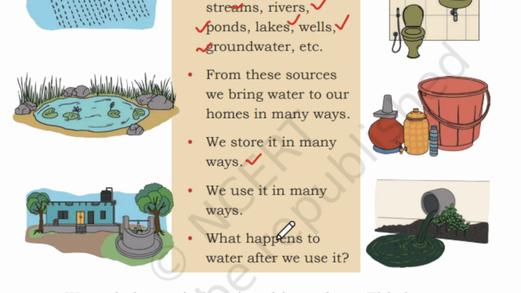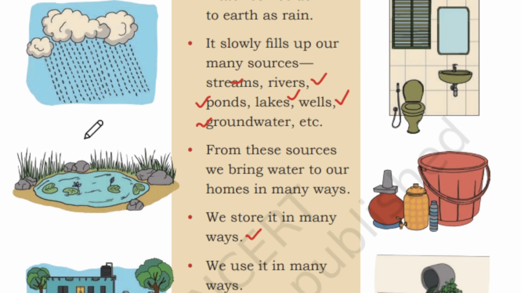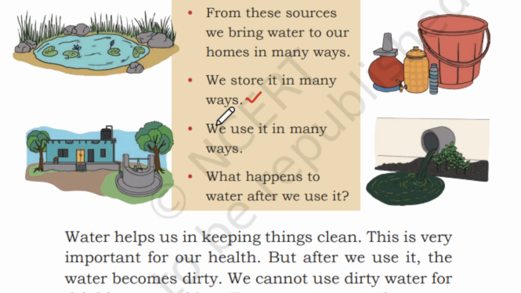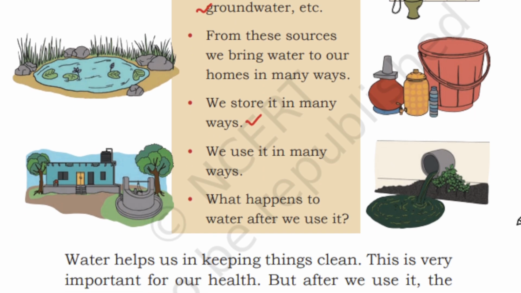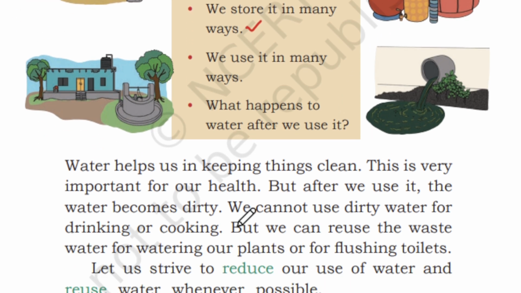What happened to water after we use it? So we are getting water through rain, and after that it fills streams, rivers, ponds, lakes, and wells. From there we are bringing the water to home, and we are using and storing that water. So after storing the water, what is happening to that water? Water helps us in cleaning things. For example, washing vessels, taking a bath, washing our dresses, washing the floors or anything. For cleaning, water is very, very essential.